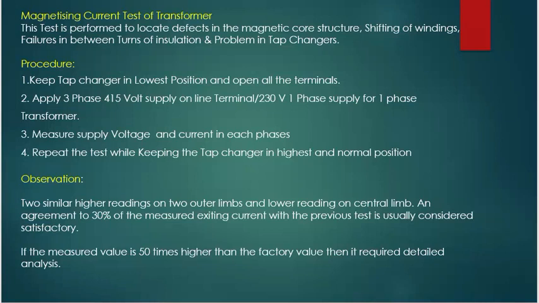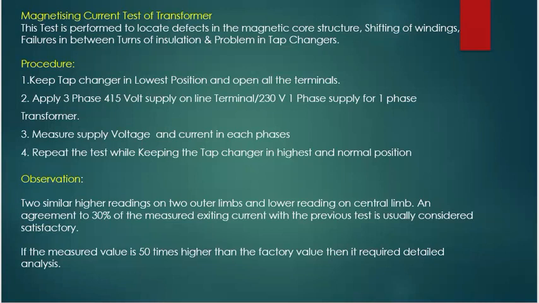the LV terminals. Then apply a three-phase 415 volt supply on line terminal for three-phase transformer and a 230 volt single-phase supply for single-phase transformer. Measure the supply voltage and current in each phase. Now repeat the test with tap changer in normal position and in highest position.